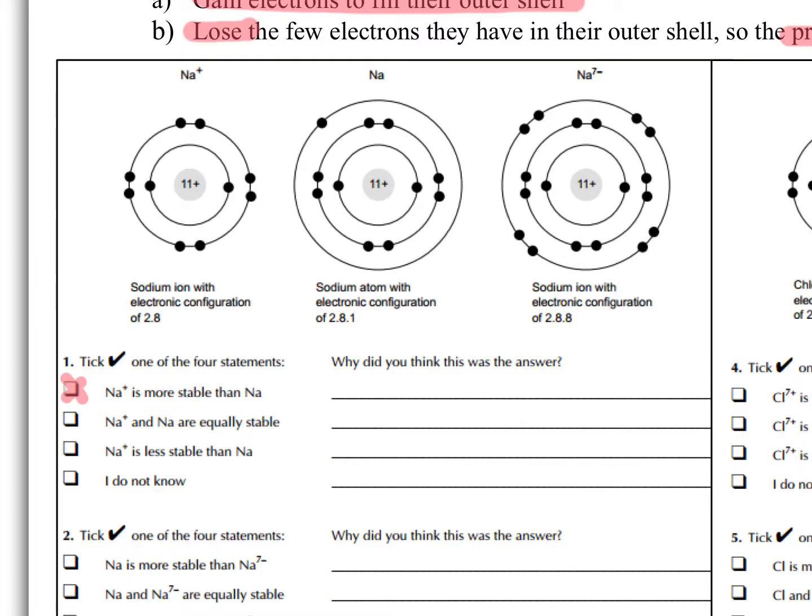Well, I couldn't have chosen the first one and the second one. The second one, that would make no sense. And also, this one has an outer shell and that one does not. 1 on its outer shell. So this one is not. Na positive is less stable than Na. Definitely not. So the first one is your answer, and you need to explain why. You're given several lines, fill them up.